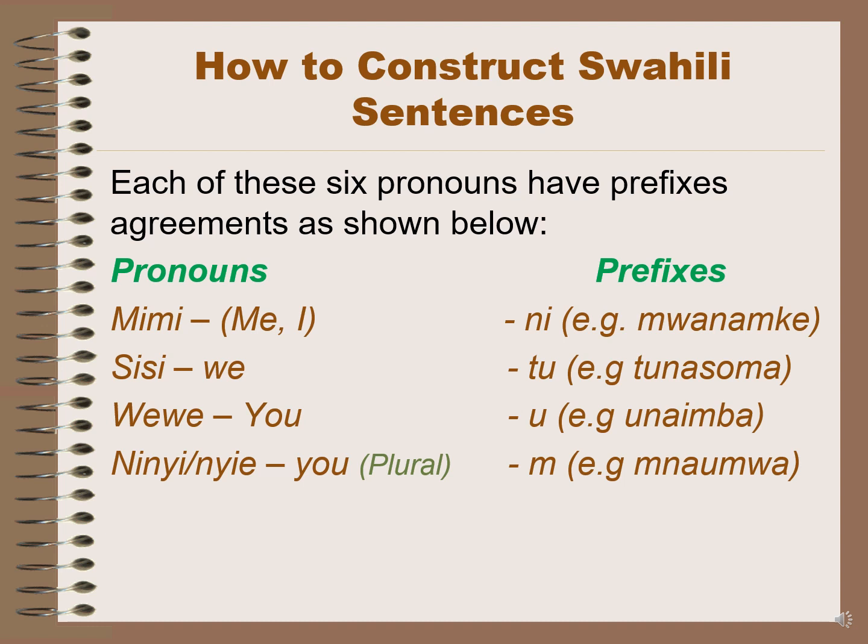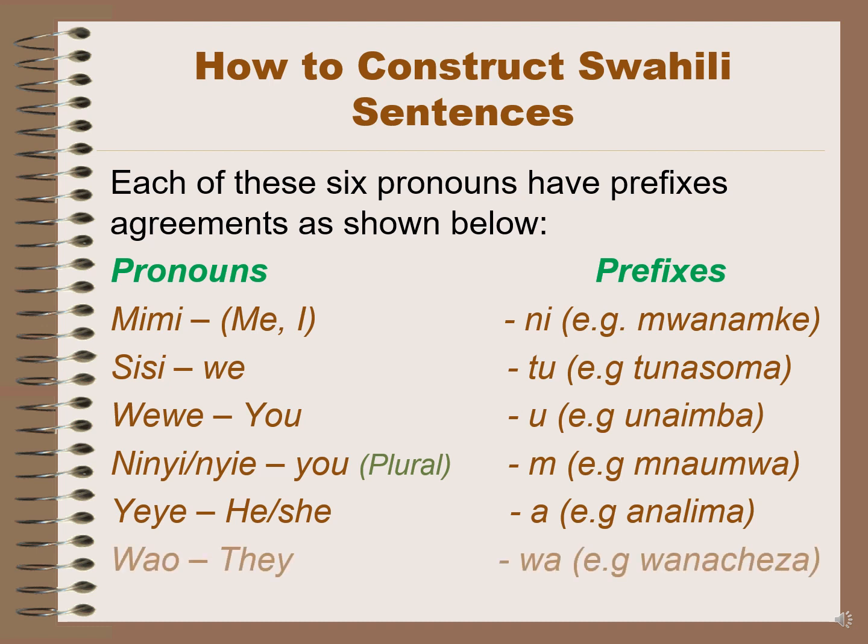Ninyi or nyie in plural. When you talk about prefixes, it is m. Example, mnaumwa. So you may have pronouns ninyi or nyie on one side, then on the other side you have a sentence mnaumwa, you are sick. Yeye meaning he or she, its prefix is a. For example, analima, yeye analima. Wao meaning they, a prefix for this is wa. For example, wanacheza. So you may say wanacheza, they are playing.